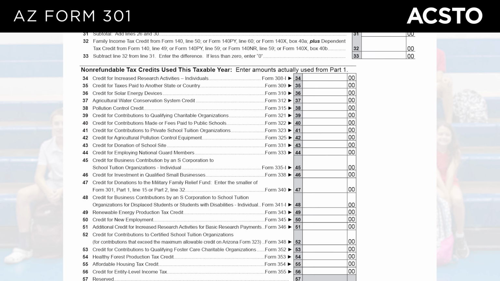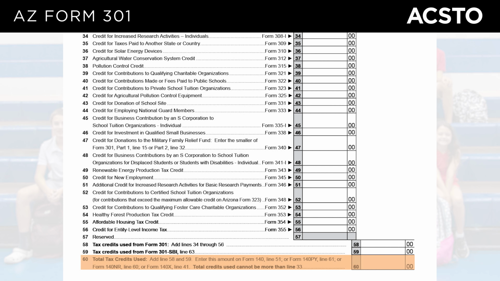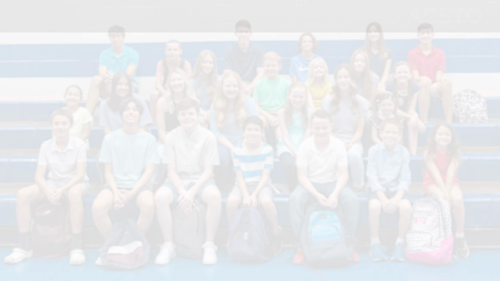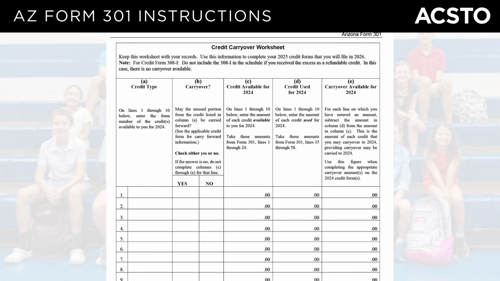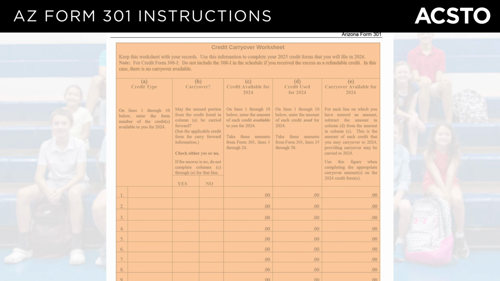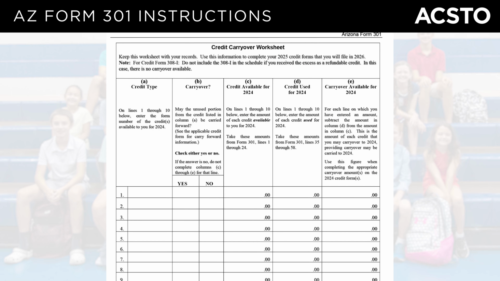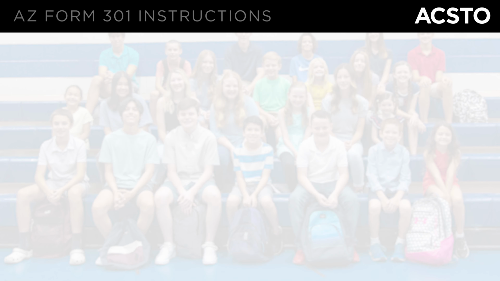The sum of all the tax credits you are claiming on Form 301 will be limited to your liability. When you donate more than your liability, but no more than the maximum allowed, you can carry over the credit to offset future taxes for up to 5 consecutive years. We encourage you to complete the Credit Carryover Worksheet on the last page of the Form 301 instructions and keep this information for next year's return.